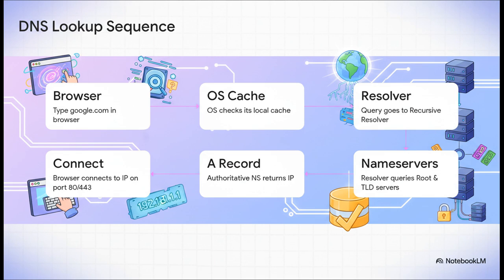Step 4 is this crazy chain reaction querying root servers, then top-level domain servers, and finally the authoritative name server. Step 5, that server hands back the A record, which is the IPv4 address. And finally, step 6, your browser actually connects to that IP. Simple, right? Well, sort of.